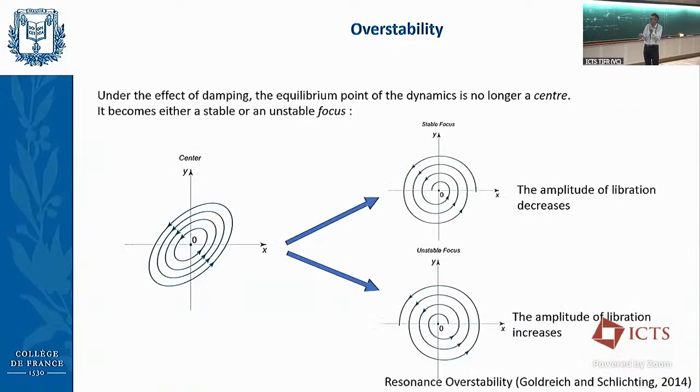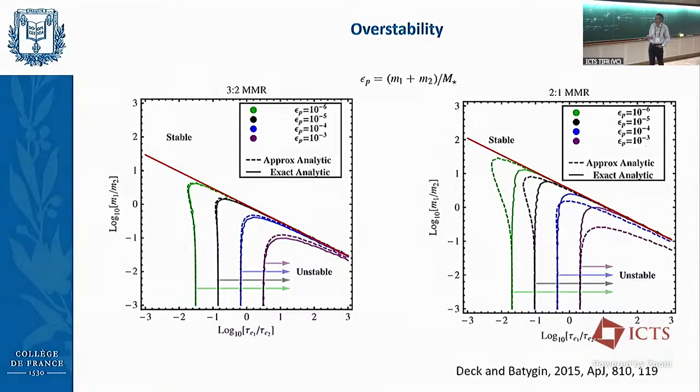So what happens in mathematical terms is that the equilibrium point, which, as we have seen before in the diagrams, is surrounded by libration orbits, in the presence of dissipation is not a center, but it becomes a focus. And this focus can be stable or unstable. You need to compute the eigenvalues to know if you are in the unstable case, where the distance from the equilibrium point increases over time, or in the stable case, where the distance from the equilibrium point decreases over time. And so Deck and Batygin computed in which cases the planets are stable or unstable.